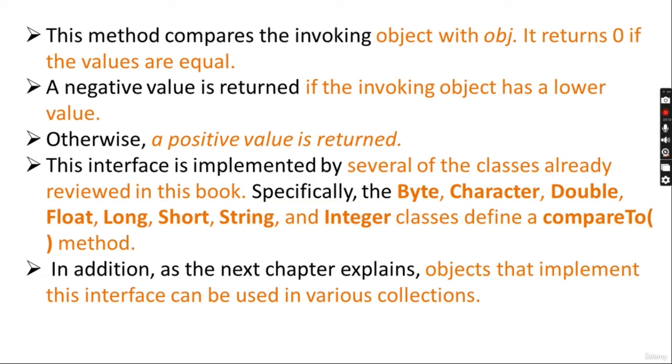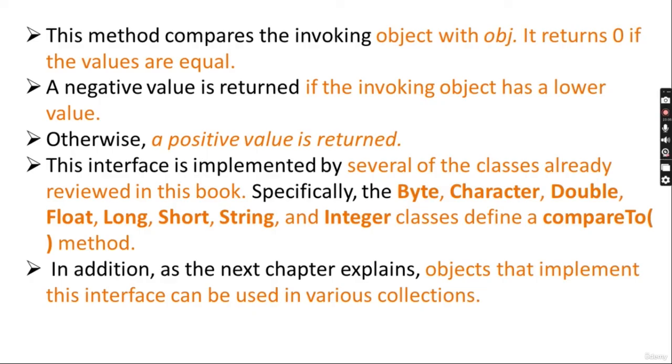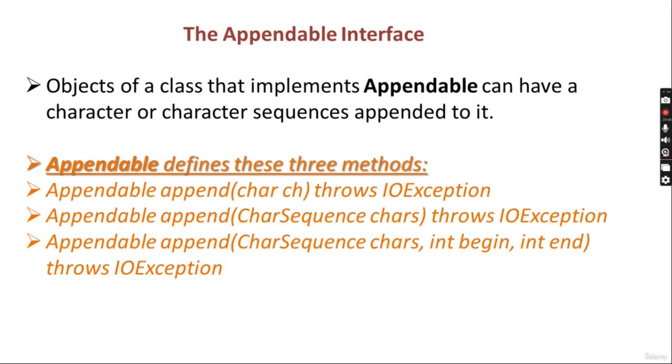This method compares the invoking object with obj. It returns 0 if the values are equal. A negative value is returned if the invoking object has a lower value, otherwise a positive value is returned. This interface is implemented by several of the classes already reviewed in these sessions. Byte, Character, Double, Float, Long, Short, String, and Integer classes define the compareTo method. Okay. That's the next chapter. We will see that objects that implement this interface can be used in various collections.